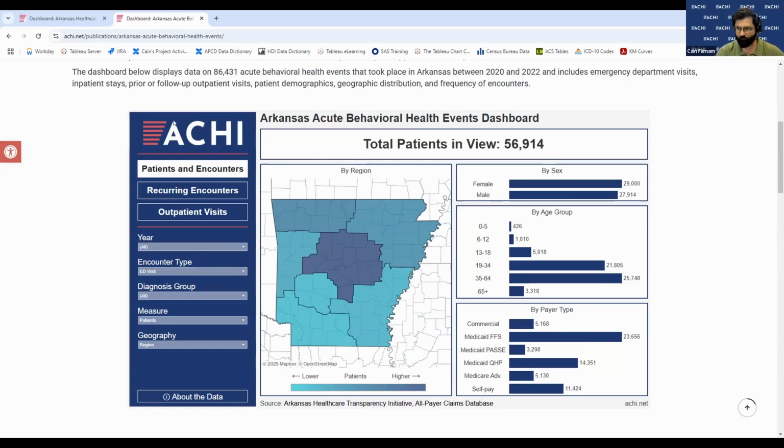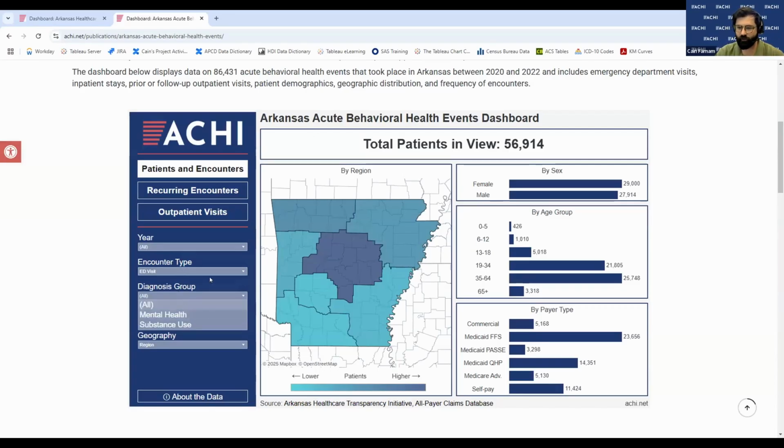So similar to the last dashboard, on the left-hand side, you can see a few filters. As of right now, we're looking at all 3 years contained within the dashboard, 2020 to 2022. For encounter type, we're looking at ED visits.